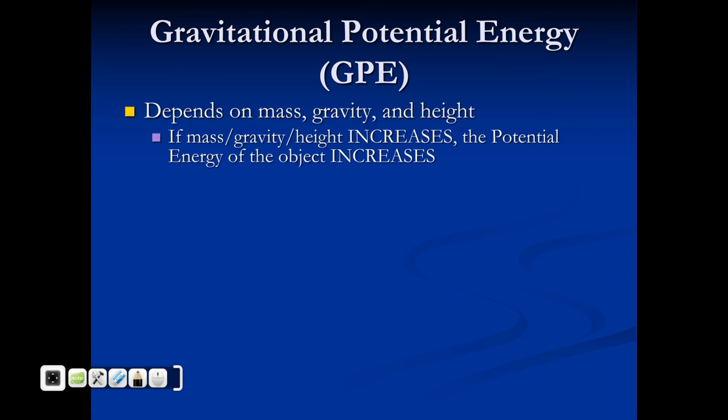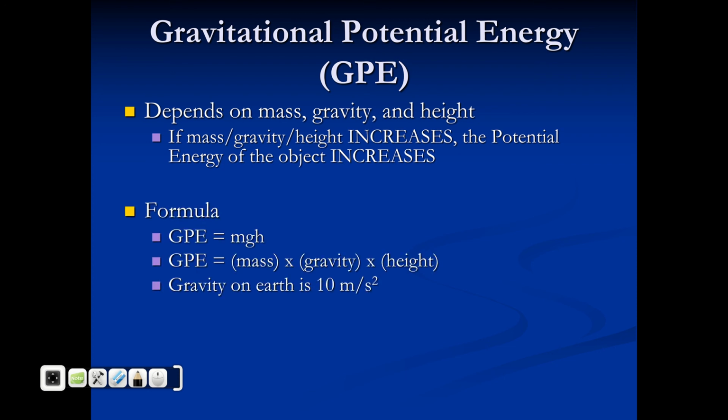So gravitational potential energy actually depends on mass, gravity, and height. The nice thing is they all affect the gravitational potential energy the same. If I increase any of them, the potential energy will increase. That's because my formula is GPE equals mgh, mass times gravity times height. The gravity on Earth is 10 meters per second squared, so that's basically a constant.